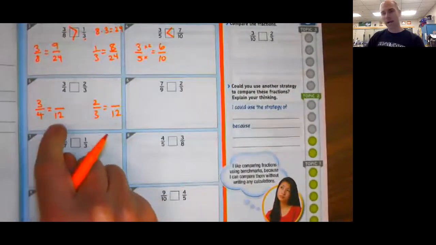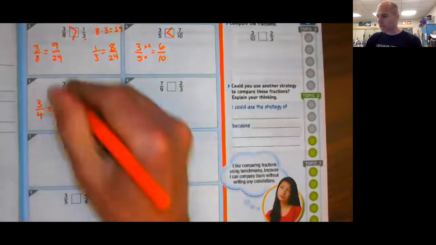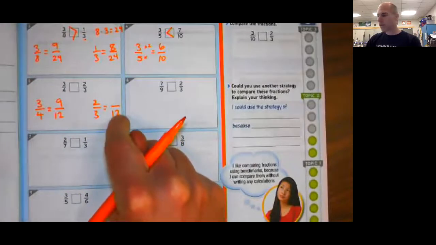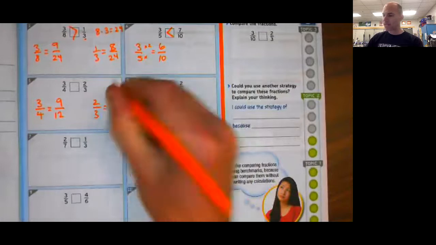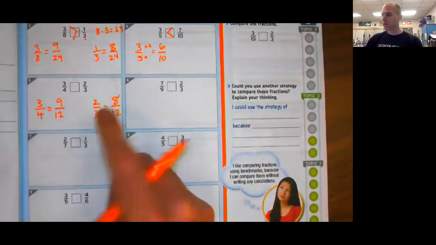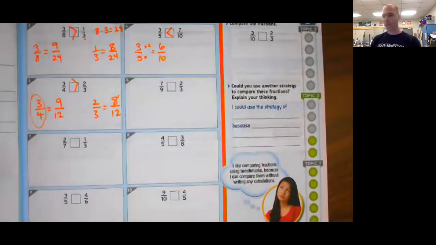4 times 3 gets me 12. So 3 times 3 gets me 9. 3 times 4 gets me 12. So 2 times 4 is 8. So this one was worth 9/12. This one was worth 8/12. So this one's bigger. So let's draw the symbol like that.